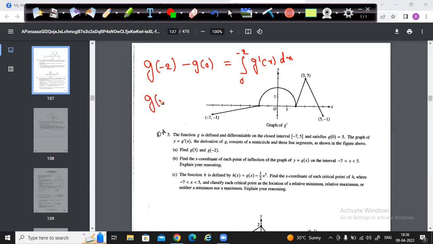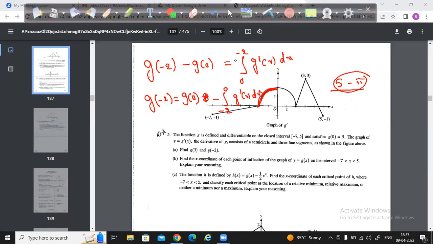So g of minus 2 can be written as g of 0 plus integral from 0 to minus 2, which can be written as minus integral from minus 2 to 0 of g dash of x dx. This is pi r square by 4, so 4 pi by 4, pi. So 5 minus pi. So g of minus 2 should be g of 5 minus pi. You should get only one answer, which is 5 minus pi.